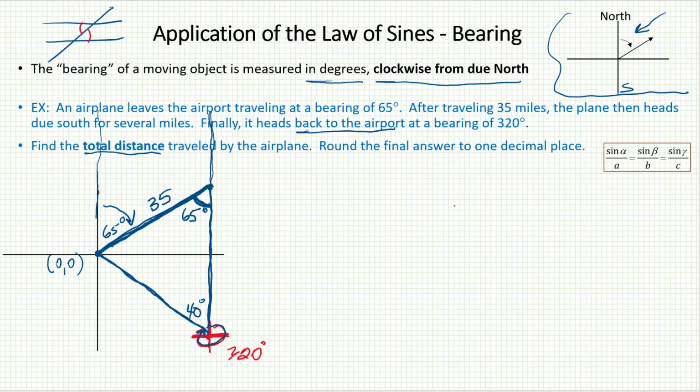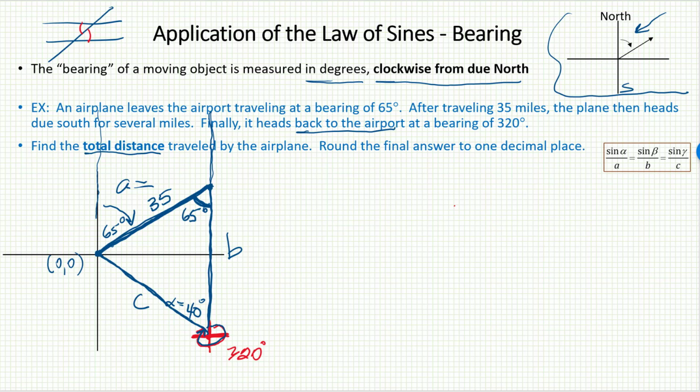I have two of the angles, I have one of the sides. How about I call the other sides that I don't know B and C? Do I have a complete pair? Yeah, I have. That would make this A, I guess. I have A is 35 and I have alpha is 40. So I have a complete pairing.